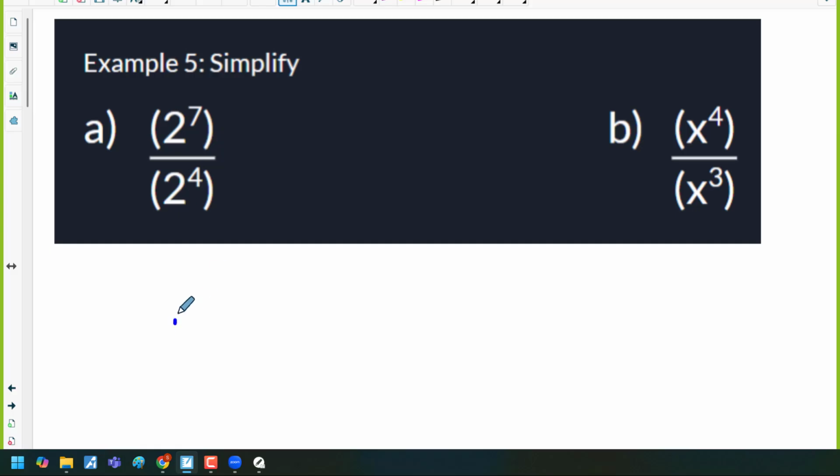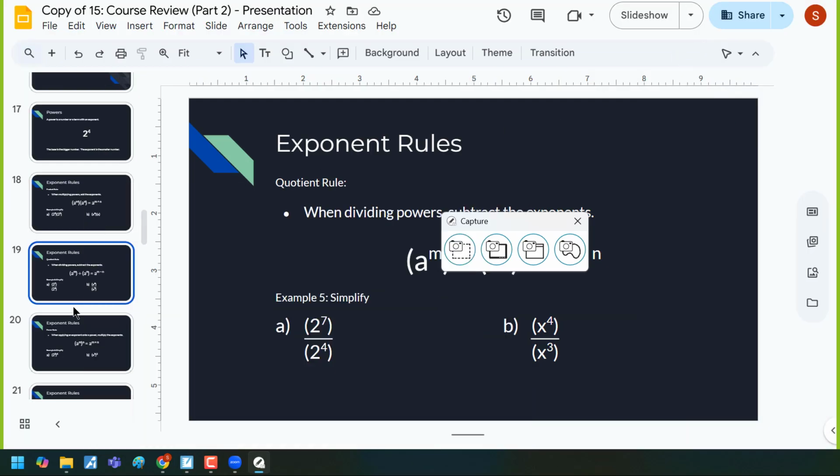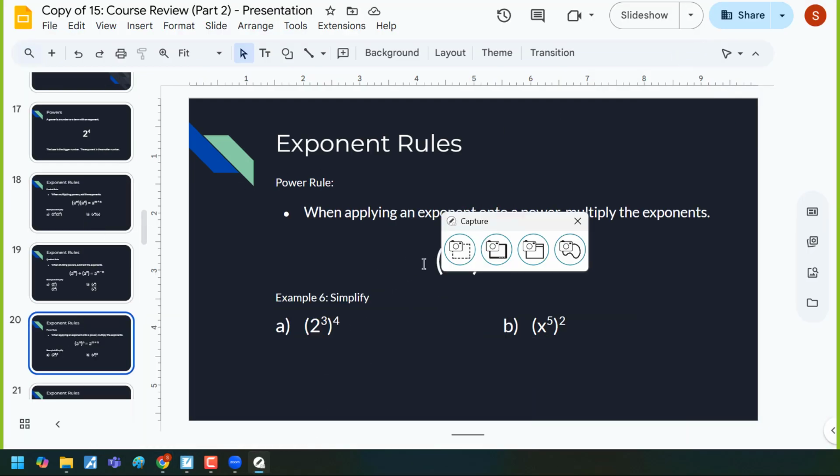So you have 2 to the power of 7 divided by 2 to the power of 4. That's going to be 2 to the power of 7 minus 4, which is obviously 2 to the power of 3. And once again, we do not do 2 times 2 times 2. We just leave it as 2 to the power of 3 because it's asking us to simplify, not simplify and evaluate. Here we have x to the power of 4 minus 3, which is x to the power of 1. That's it. Easy stuff. Let's move on.